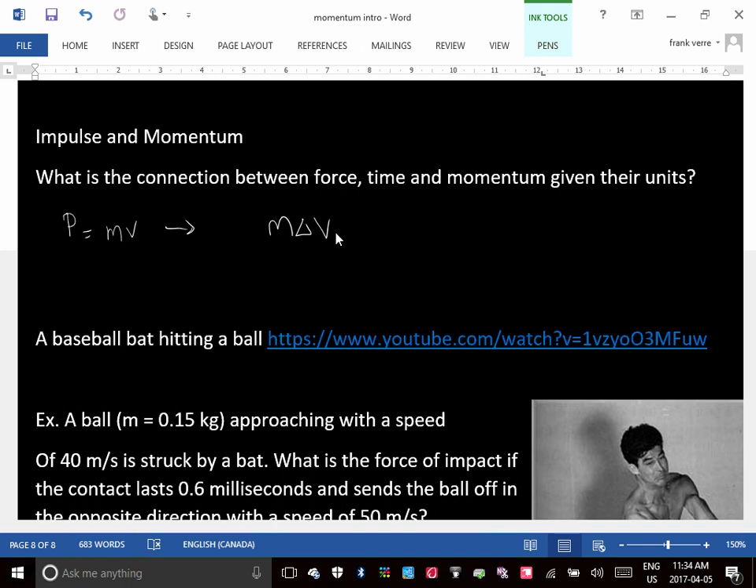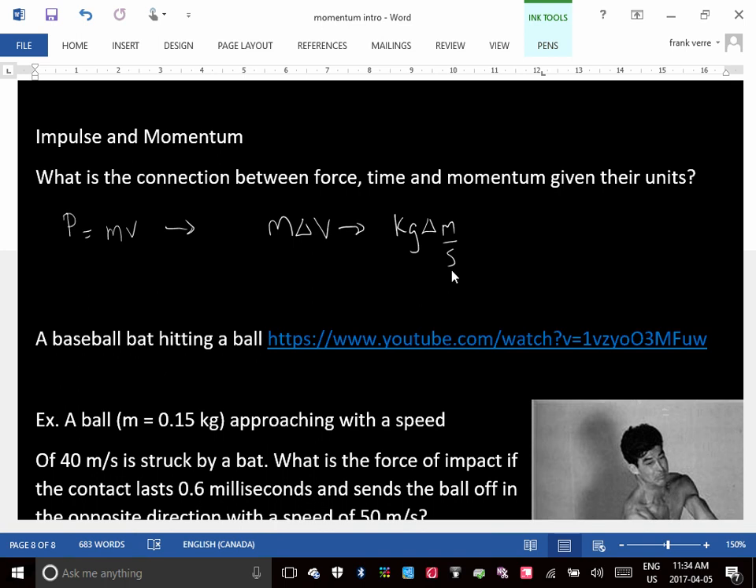Now, that means really what we have is a mass with a change in speed, correct? So if you look at the units, you have kilograms, kilograms, meters per second.